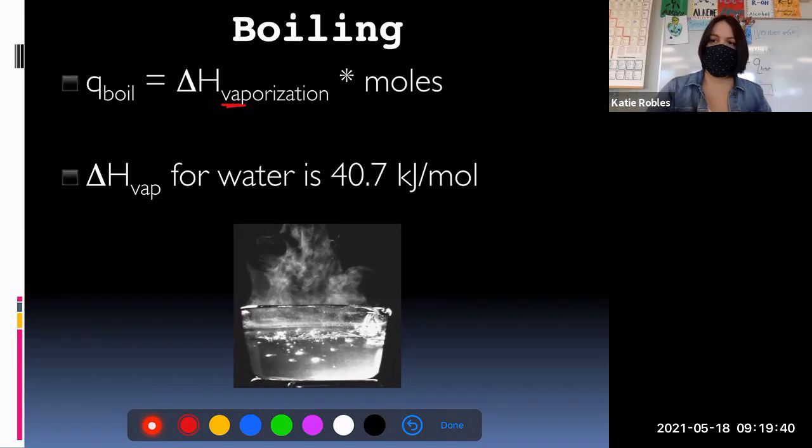Remember way back when I said over and over again that it takes less energy to melt ice than it does to boil water. There it is mathematically, 6 versus 40. It takes less energy to melt than it does to boil.